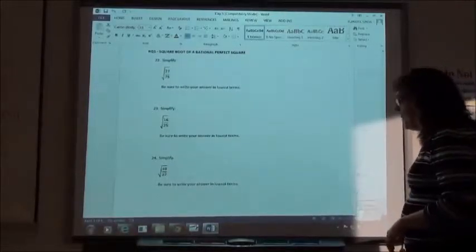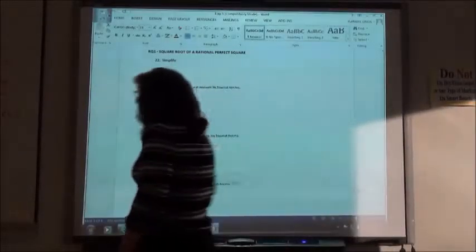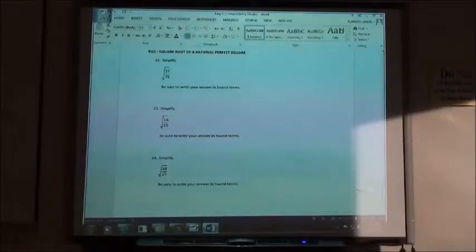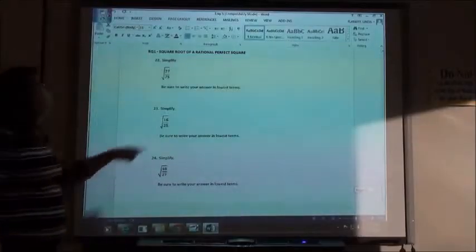And the last one is the square root of a rational perfect square. If your numbers are perfect squares, you're just going to go ahead and take the square roots of your numbers. If they are not perfect squares, you're going to reduce the fraction down first, and then you should have perfect squares that you can take the square roots of.